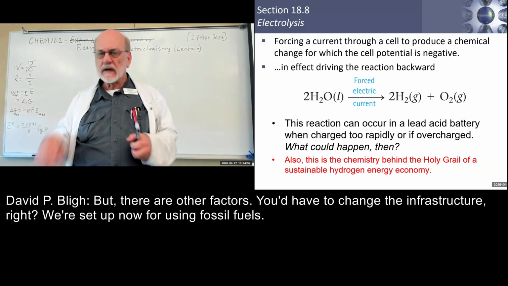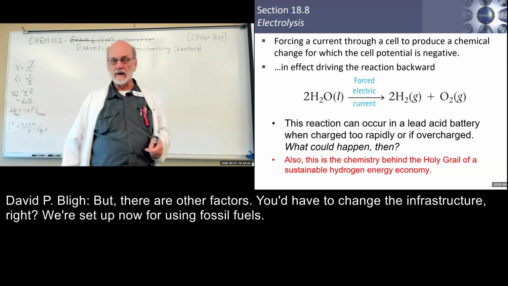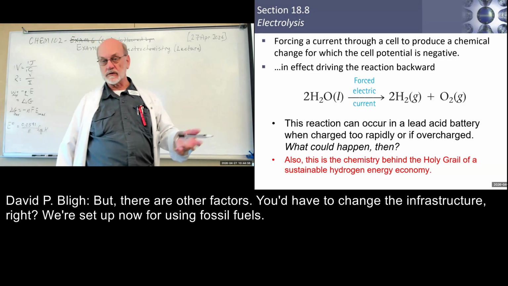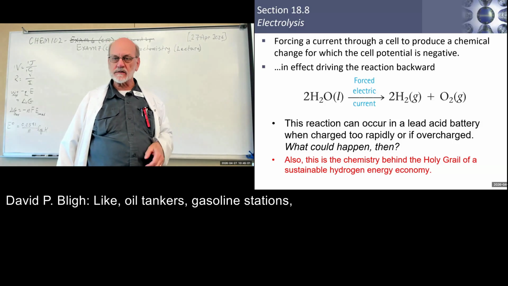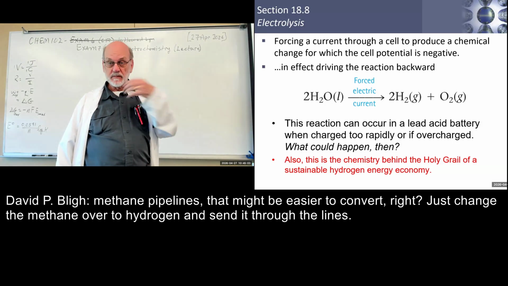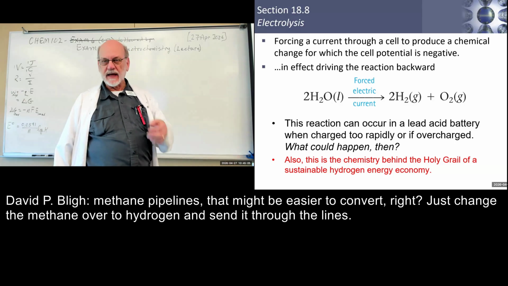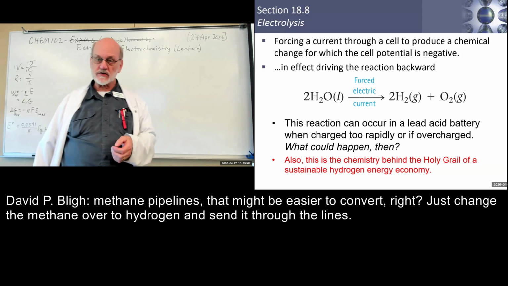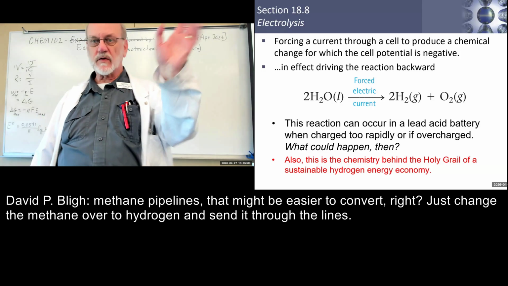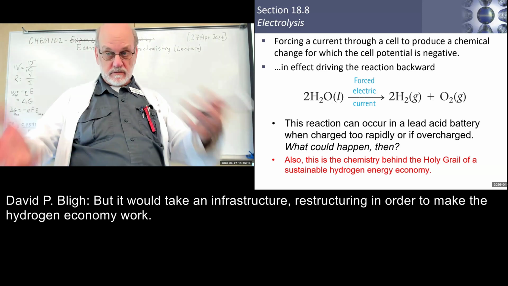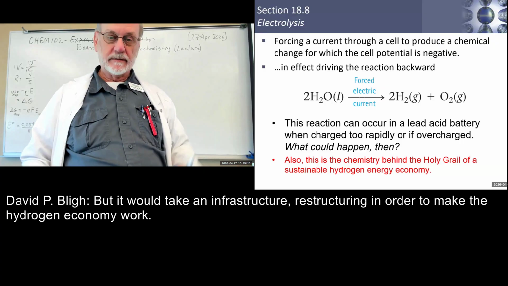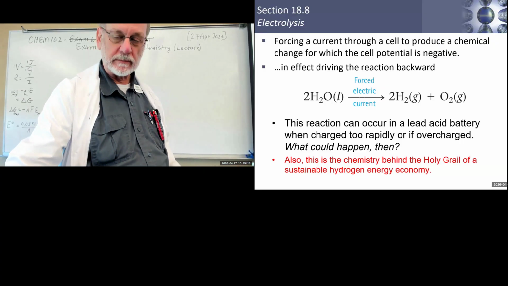But there are other factors. You'd have to change the infrastructure, right? We're set up now for using fossil fuels, like oil tankers, gasoline stations, methane pipelines. That might be easier to convert, right? Just change the methane over to hydrogen and send it through the lines. But it would take an infrastructure restructuring in order to make the hydrogen economy work.